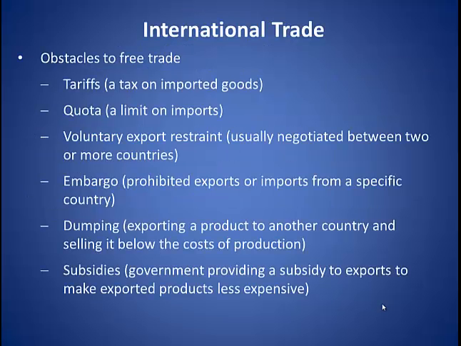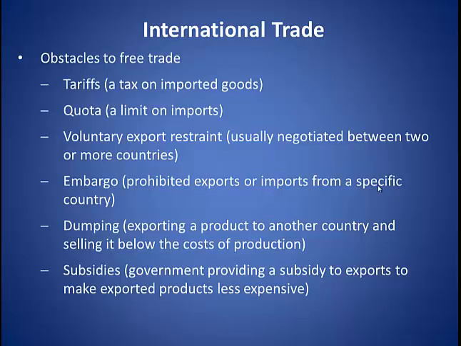Now, in a perfect world, trade would be free. Countries would be able to basically import what they needed and export what they produced. However, the real world is not necessarily a perfect world. In some cases, or in many cases, countries institute what they call obstacles to free trade, and that's typically to protect what they consider to be critical industry, or in many cases to protect jobs, unions, producers, things like that.